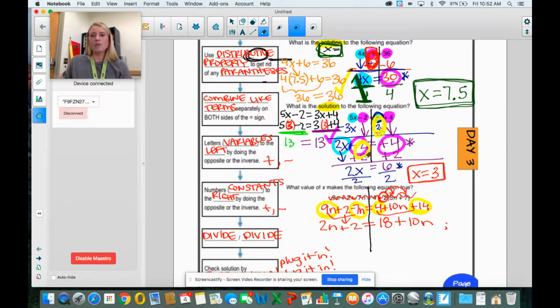Okay, so now I have something that is exactly like the one we just did. We just had to do those first 2 steps to get it there. Each step makes it nicer and nicer and nicer. Okay, so we're going to go letters to the left. So let's highlight my letters or my variables.